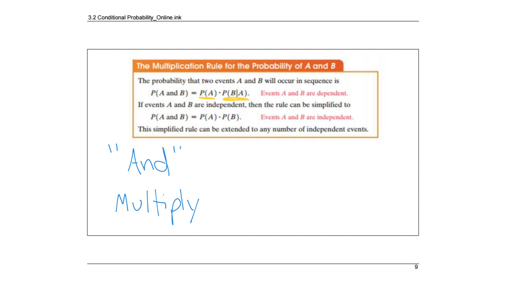Whereas if they are independent of each other, then we can literally just multiply the two probabilities together. That would be the tossing a coin and then rolling a die. They don't have anything to do with each other. Their probabilities don't affect each other, and therefore we could just straight multiply them together.